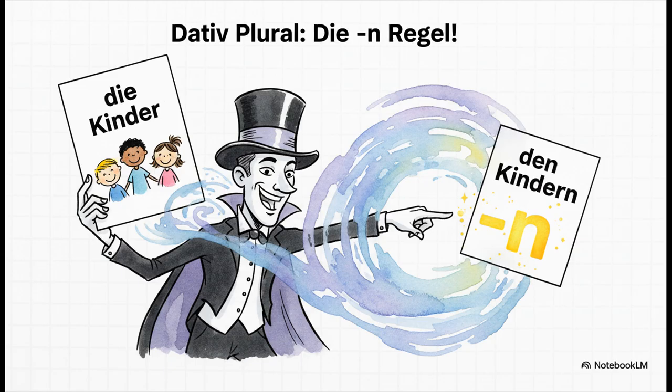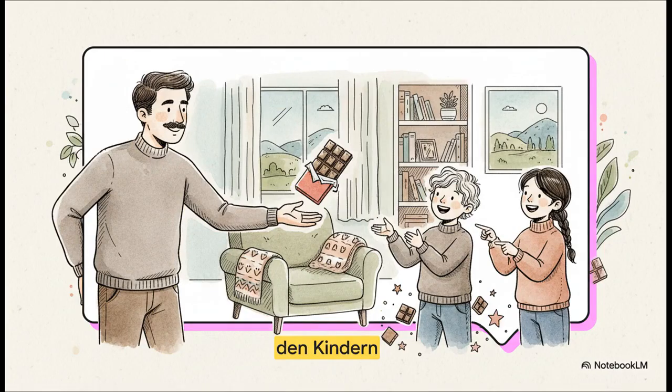And yeah, the dative has one more little trick up its sleeve, and it's for plurals. The plural article die always changes to den, and you very often have to add an n to the end of the noun itself. This is an absolute must-know rule. For example, der Vater gibt den Kindern eine Schokolade. The plural of child is Kinder, but because they are the recipients, they're in the dative case, the article becomes den, and we add that n to the noun, which gives us den Kindern. See how that works?